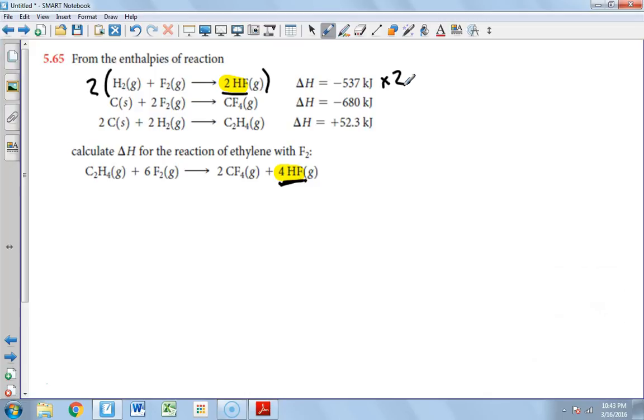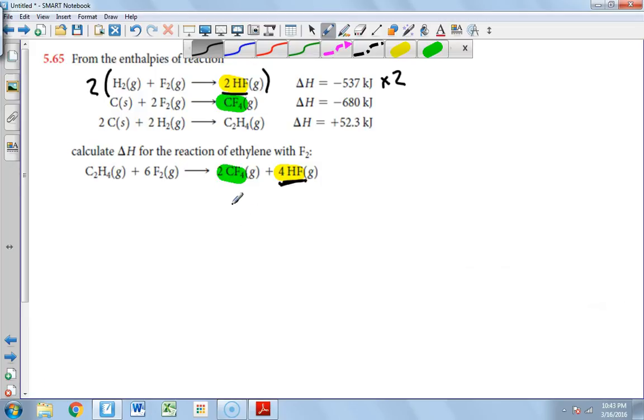Now we have a couple other things here. In this second reaction, we have CF4. Here's CF4, but notice again the difference: there's only one CF4 here, and there are 2 there. So somehow we have to get this to look like what we highlighted in green. To do that, we're going to multiply that reaction by 2. Now that coefficient is 2, and it matches what we have down here.